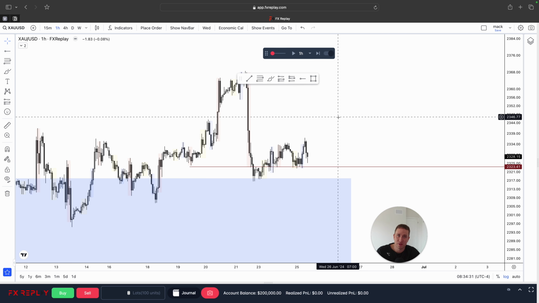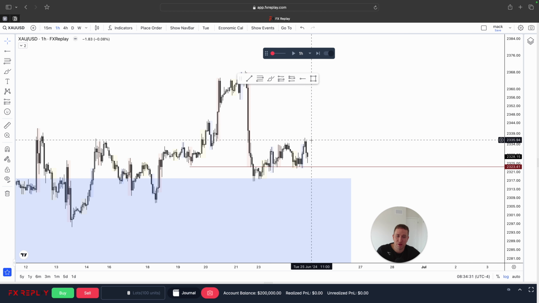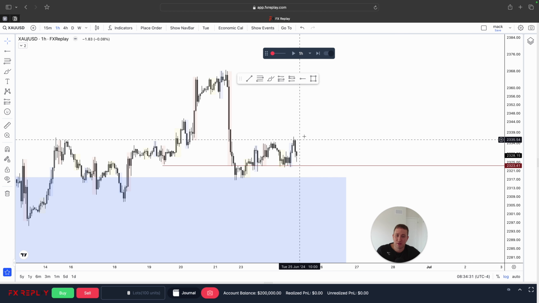I suggest you only backtest the session that you trade. I don't see a point in backtesting the Asia session if you only trade London, or New York session if you only trade London, or London if you only trade New York. So myself, I only trade New York session, so I'm only going to trade New York session when backtesting.